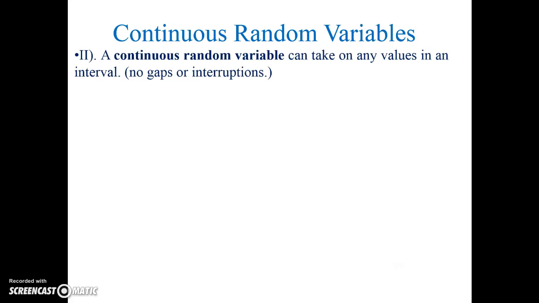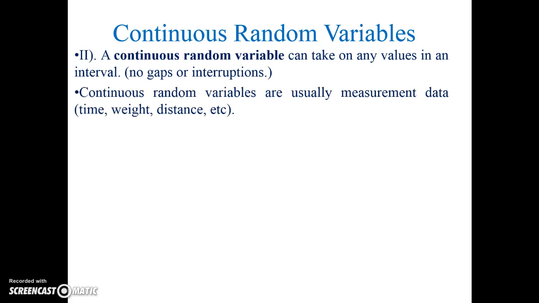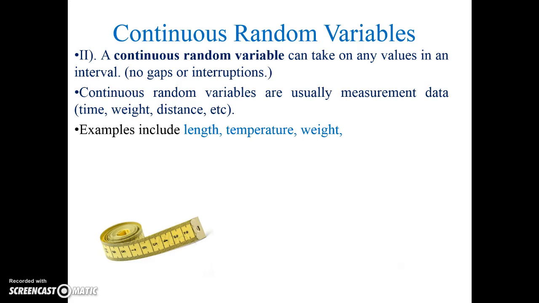The second type of random variable is called a continuous random variable. A continuous random variable can take any value in a given interval. In other words, there are no gaps or interruptions in that interval. Continuous random variables are usually measured data, such as time, weight, and distance. Examples can be length, temperature, and weight.